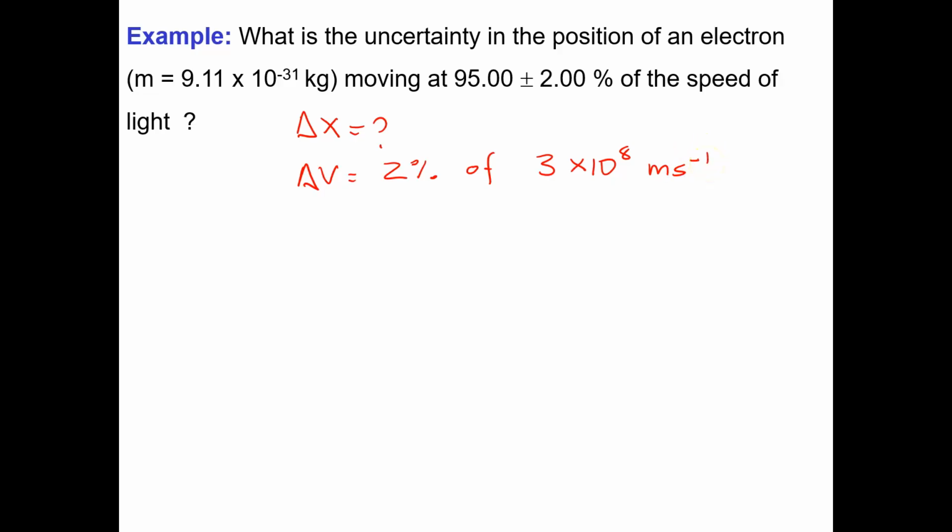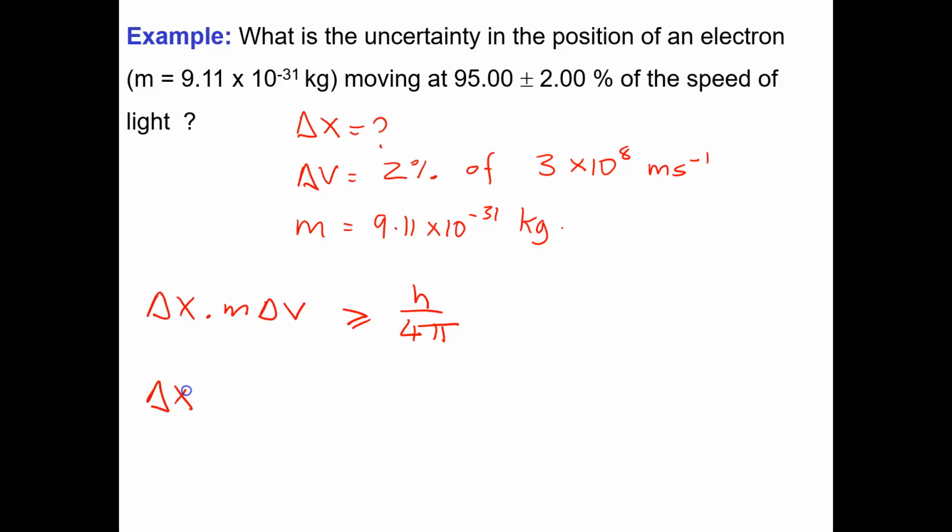Okay. We do know the mass, of course, 9.11 by 10 to the minus 31 kilograms. So let's begin this by writing out the Heisenberg's uncertainty principle. Delta x times m delta v is always greater than or equal to h on 4 pi. So we're just going to solve for delta x by division.